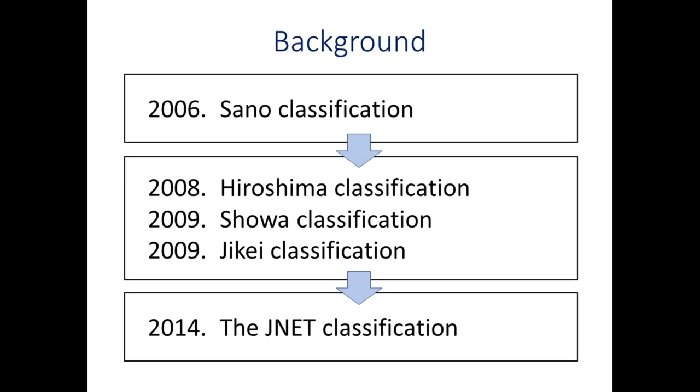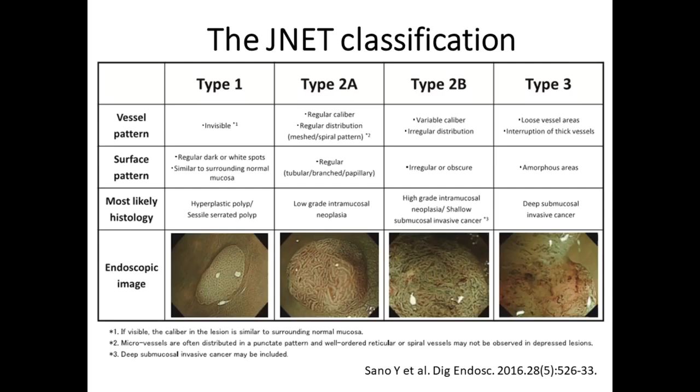To standardize these magnifying NBI classifications, the JNET classification was established in 2014. The JNET classification consists of 4 categories: JNET Type 1, Type 2A, Type 2B, and Type 3. Each type represents the histological features of the polyps, and they are categorized by focusing on 2 specific features, the vessel pattern and the surface pattern.